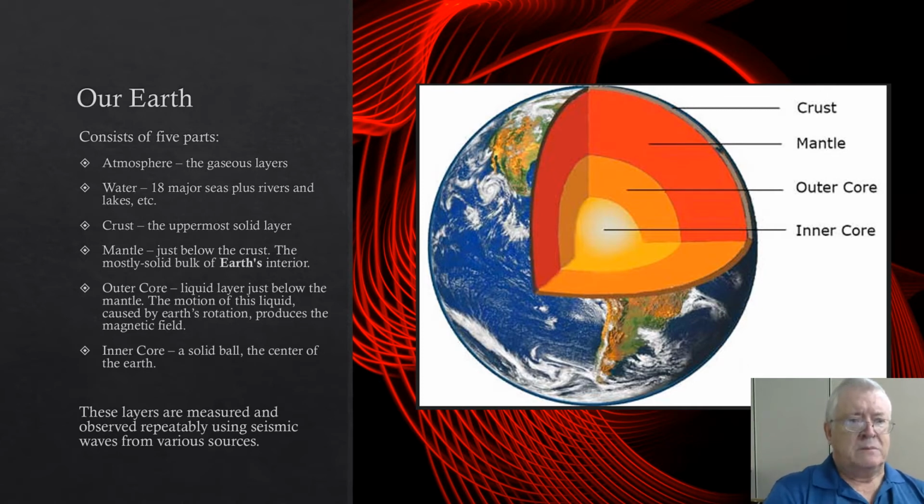So the outer core, you can see in the photo there, is a liquid layer just below the mantle. The motion of this liquid, which is caused by the Earth's rotation, produces Earth's magnetic field. The inner core is a solid ball of nickel and iron, and it is at the center of the Earth.